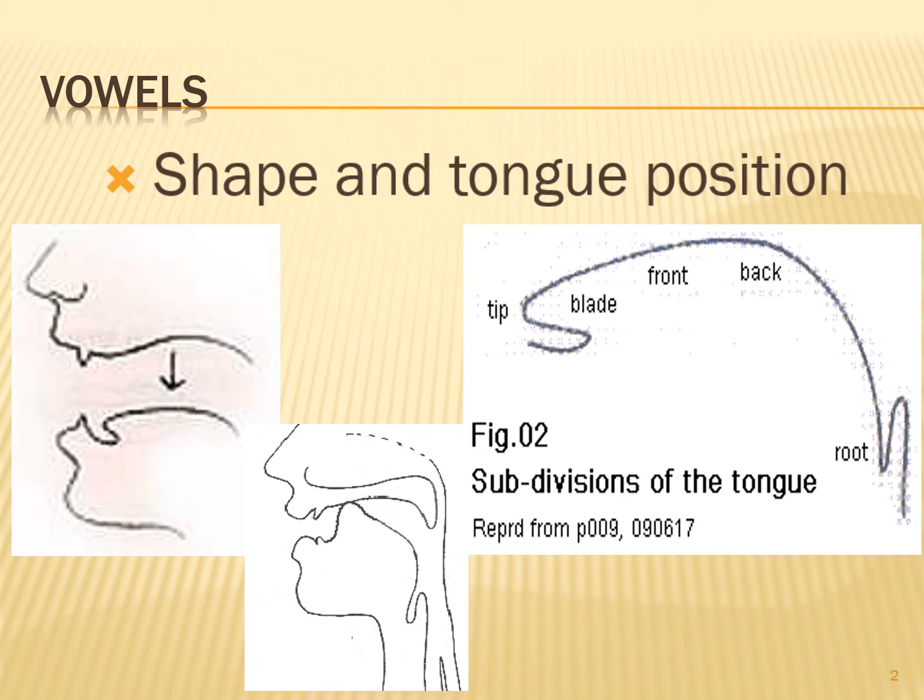So, the vertical distance between the roof of the mouth and the tongue is one of the movements of the tongue. Remember that we have these subdivisions, yes? The tip, the blade, the front, the back, and the root. We don't use this one because it's the roof of the mouth, but you have this form, okay?